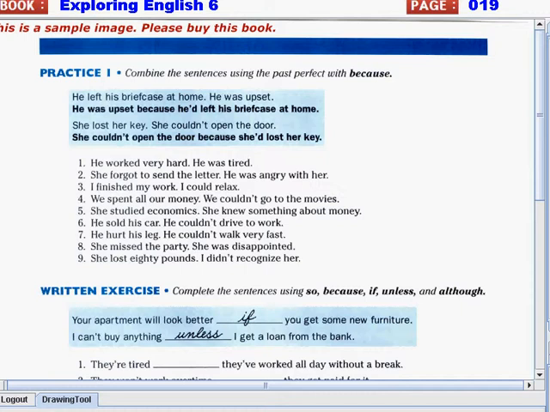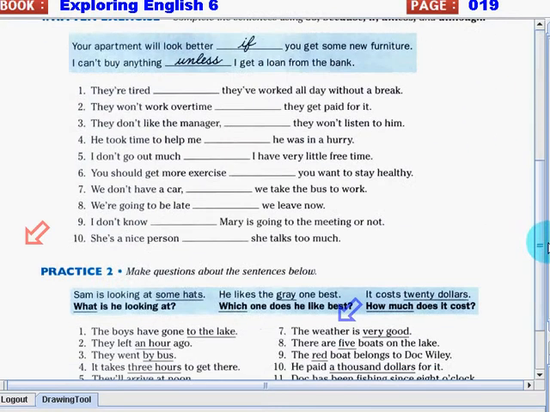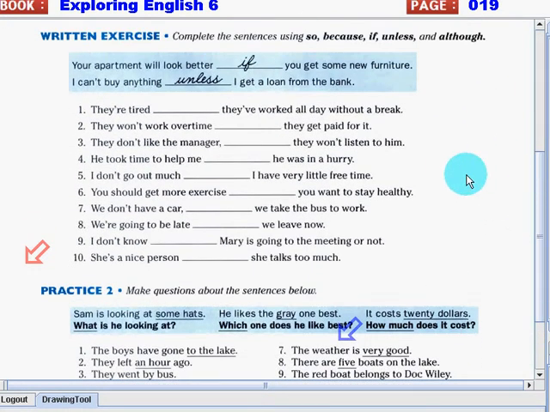Again, I want you to answer this activity on your own. You can pause this video for a while and then make the sentences, write them on a piece of paper. Okay? Now let's go on to another activity. Complete the sentences using so, because, if, unless, and although.